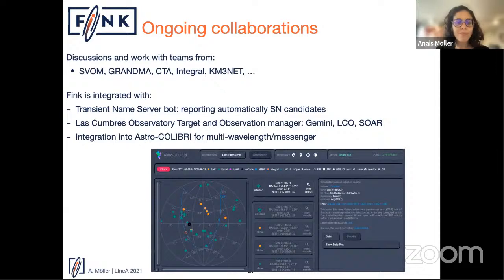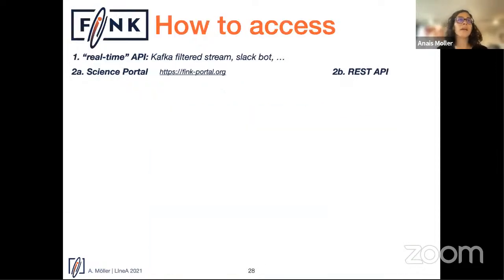So to end up, I'm going to show a little bit of how you can interact with Fink if you want to use it. As I told you, we have three ways of communicating our data. There is a real-time API that can be a Kafka filter stream, a Slack bot. I won't show you that. The Slack bot is basically a message in Slack. But I'm going to show you the Science Portal and the REST API.